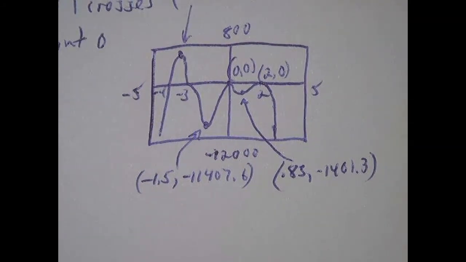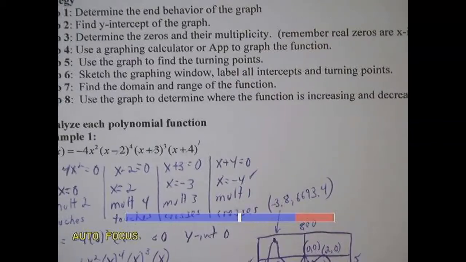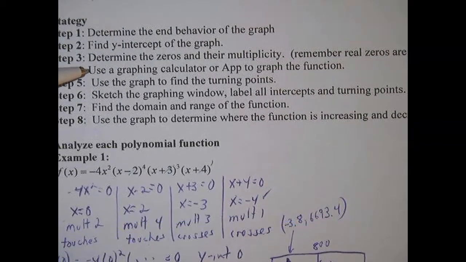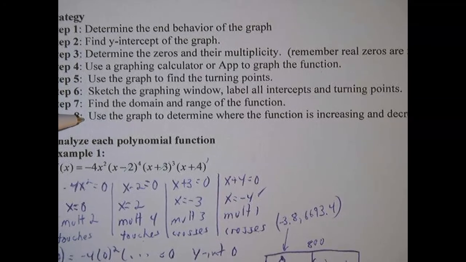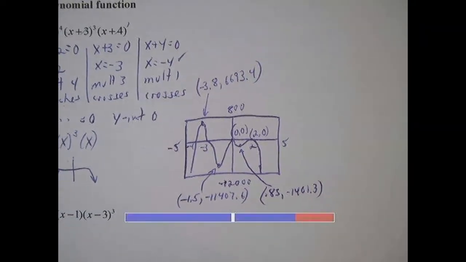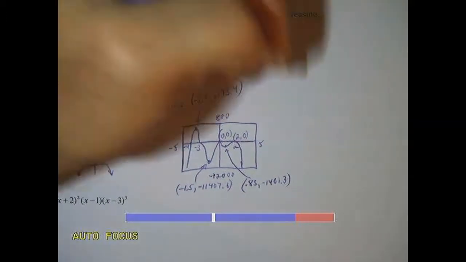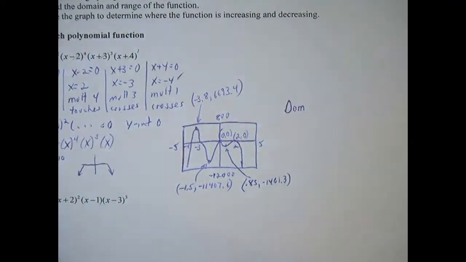We're ready to write. Let's go through our checklist, see how we're doing with our analysis. We've used the calculator to graph it. We've used the graph to find the turning points. We've sketched the graphing window and labeled all the intercepts and turning points. We just need to find the domain and range and where the function is increasing and decreasing. All right, so we've got the domain. Since it's a polynomial, the domain is all real numbers.